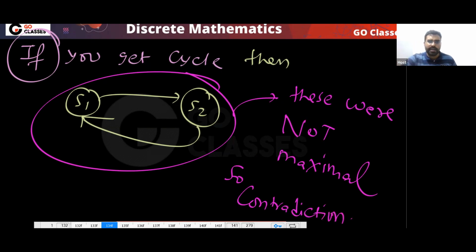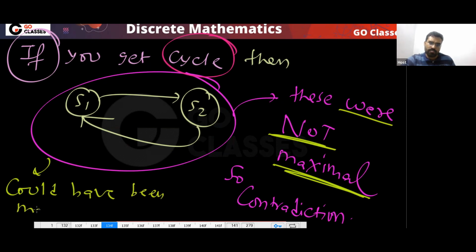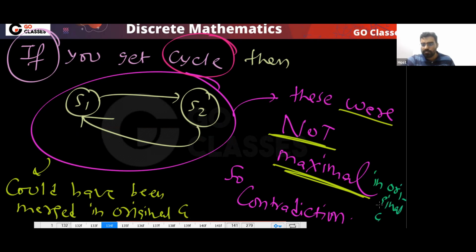So you will definitely get a directed acyclic graph. If you get a cycle, it simply means that these were not maximal. These could have been merged in the original G. I can say these were not maximal in the original G. So there is a contradiction. Please tell me, is this concept clear?